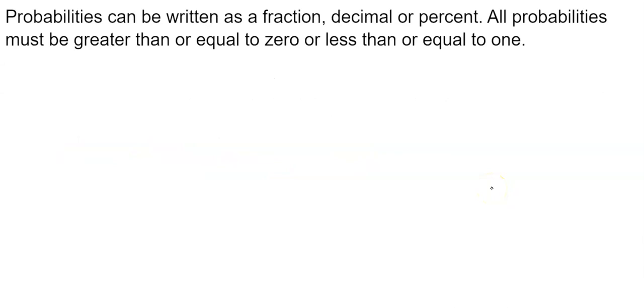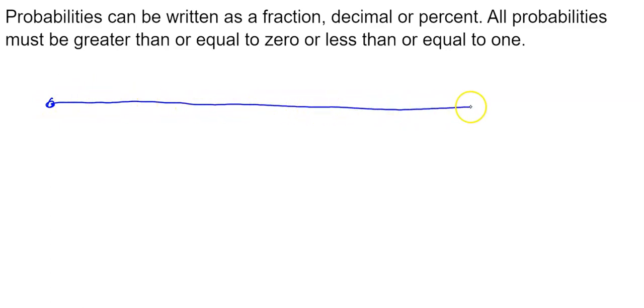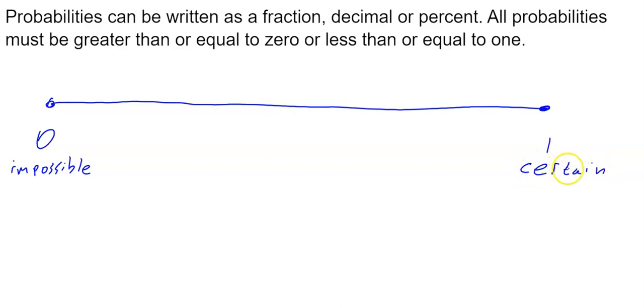Now, a probability can be written as a fraction, a decimal, or a percent. All probabilities are going to fall between 0 and 1 inclusive. So if you think of probability as a segment, you can go from 0 to 1. 0 means that something is impossible. It will never, ever, ever happen. 1 is a certainty. It must happen. And then right in the middle, we have 1/2, which is a 50-50 proposition.